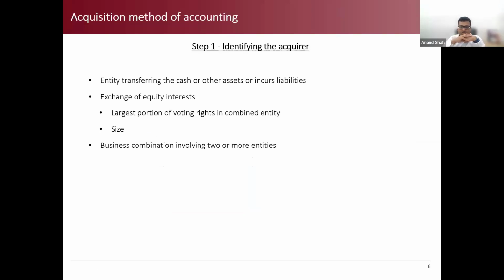First is identifying the acquirer. It's very important to know who the acquirer is, because that's the entity which will have to carry out the purchase price allocation exercise. The entity transferring the cash or assets, or which incurs the liabilities, is the acquirer. In case of an exchange of equity interests, the acquirer is the one who has control, with the largest portion of voting rights in the combined entity, and or the largest in terms of size. If a business combination involves two or more entities, or there's a third entity which is acquired or formed, that will be the accounting acquirer.